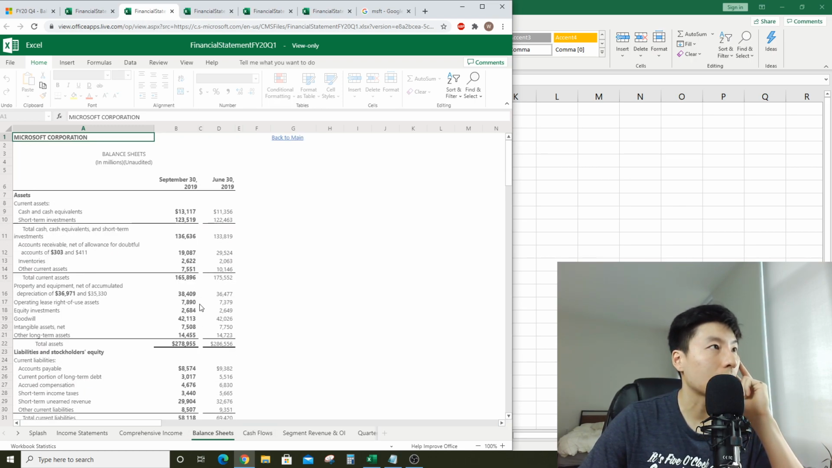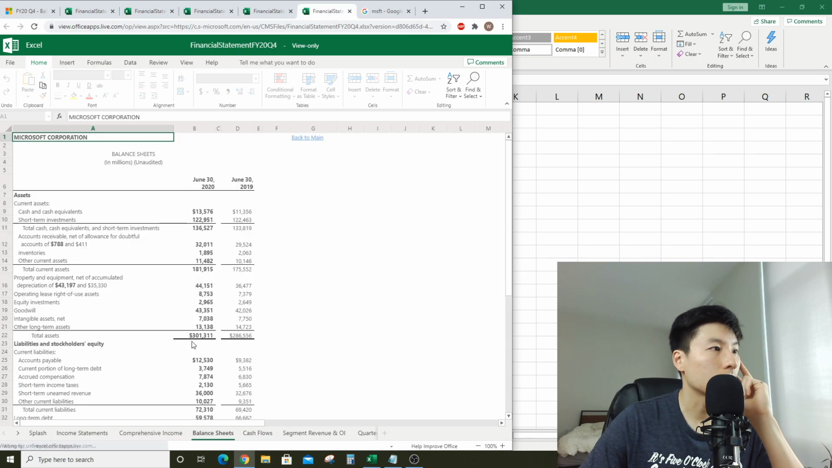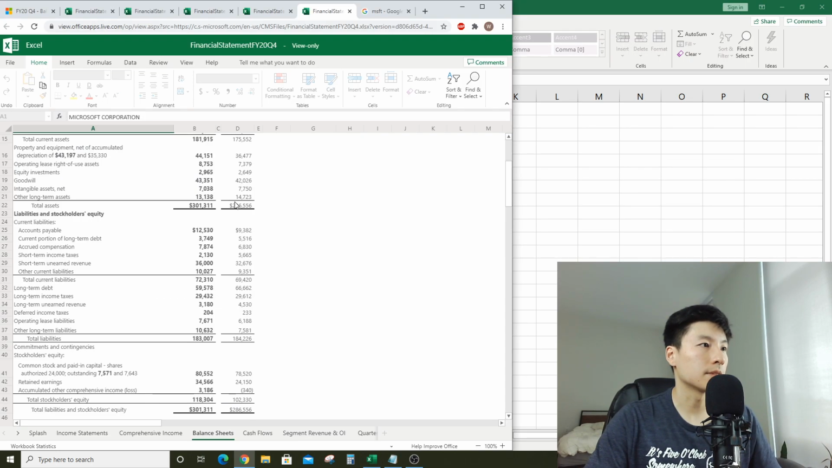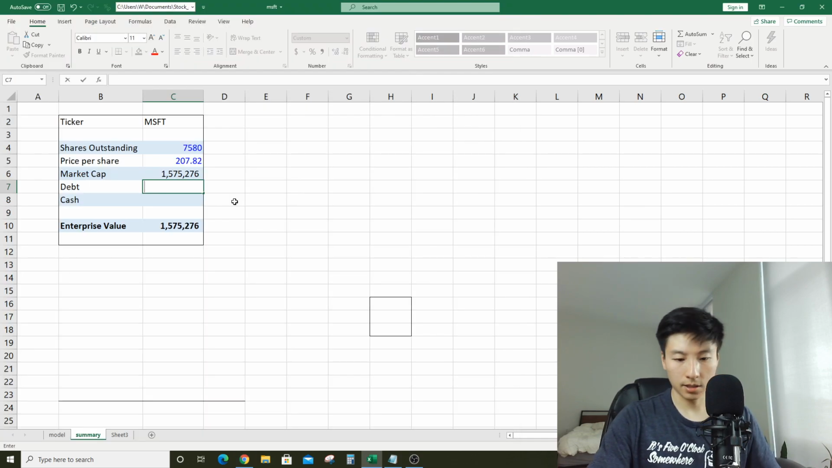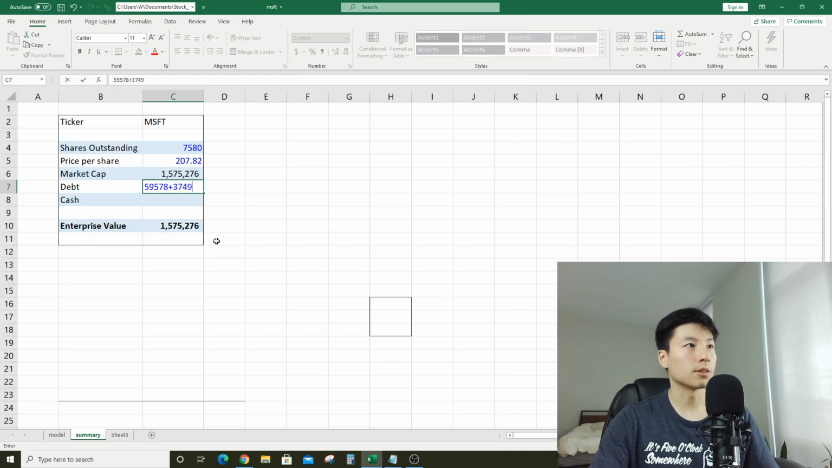So debt on the balance sheet. Sorry, we want Q4. Because if you only look at equity, you're not getting the full picture, basically. So debt is 59,578 plus current portion 3,749, right?